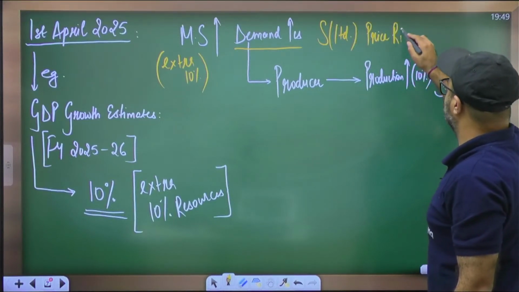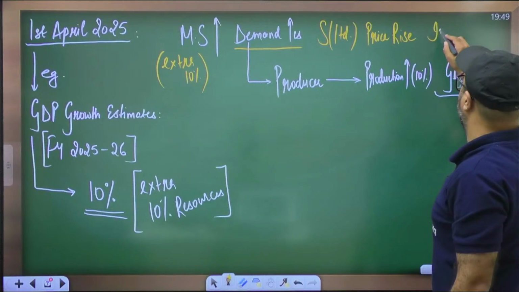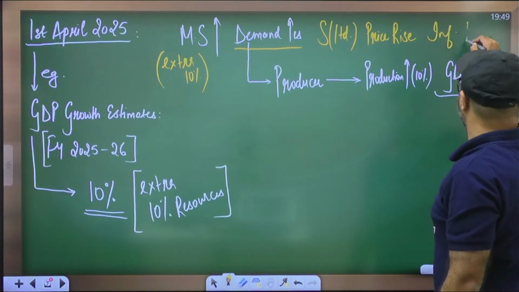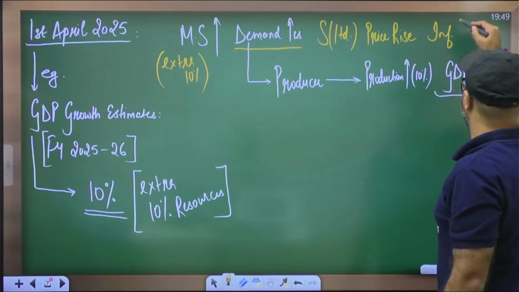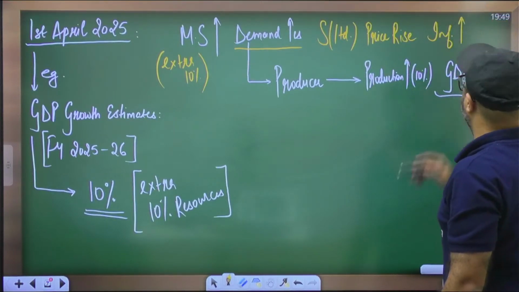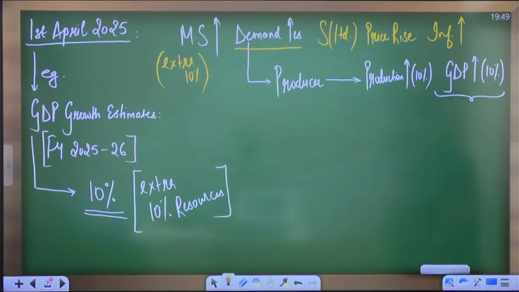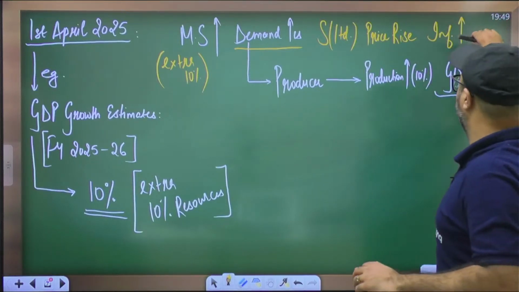So price rises, and price rise results in inflation. Inflation is not always bad for an economy. If you choose either one, inflation or deflation, then I would say controlled inflation is a better option for every economy. So the moment inflation increases, everyone is worried, but we know that this increase in inflation is a temporary factor.